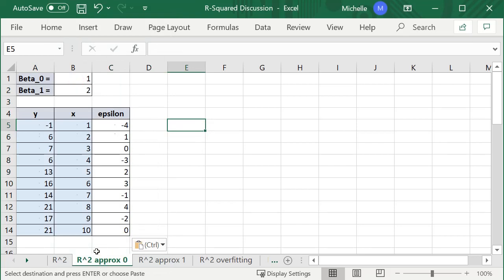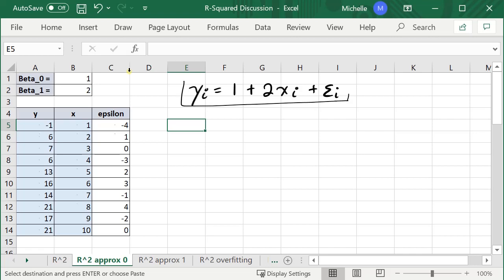Well, if R squared is approximately equal to 0, that means the regression doesn't do a good job of explaining the variability in Y, right? And the way I've written it right now, I have yi equals 1 plus 2 times xi plus epsilon sub i, right? And we saw using this model in the previous spreadsheet that this R squared was very high, and the variability in Y was well explained by this model, right?